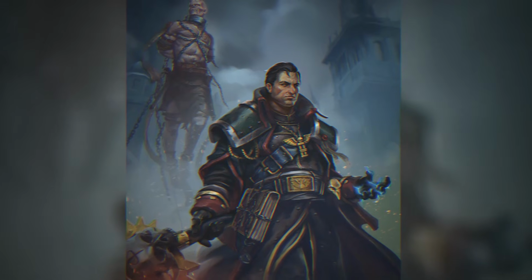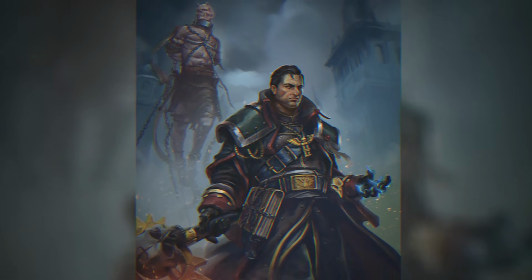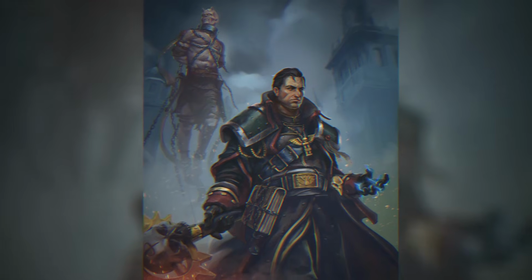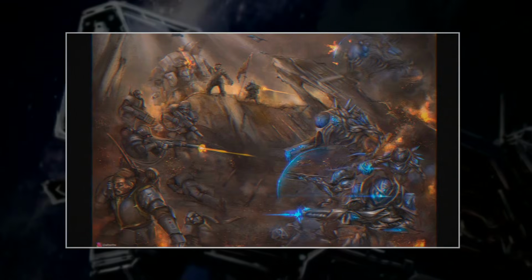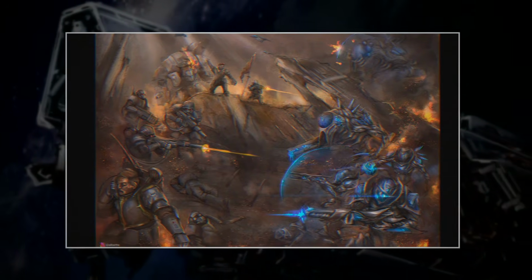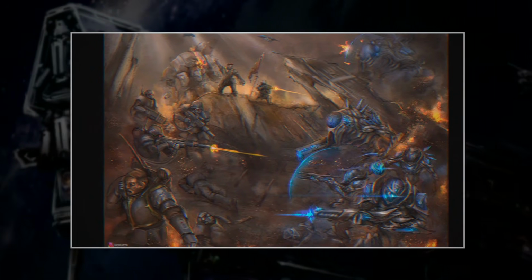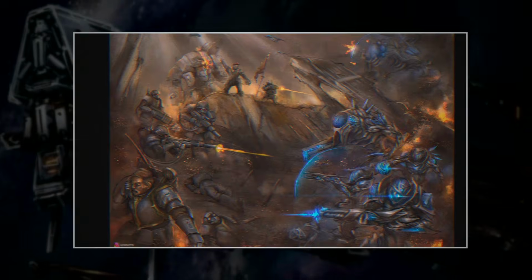The advanced sciences of physics, engineering, and medicine were replaced by crude empiricism, superstition, and a reliance on dwindling, poorly understood relics of the past. The very memory of humanity's interstellar empire faded into myth and legend, replaced by localized histories and creation myths unique to each isolated world.